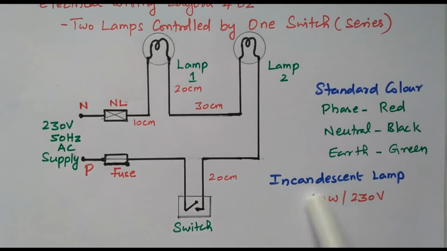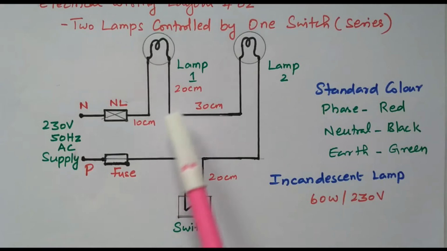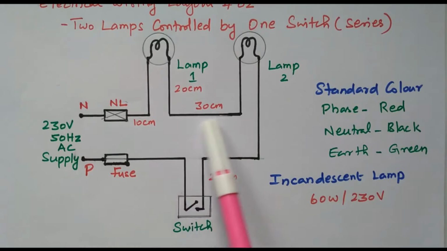Right? So the incandescent lamp we are using is 60 watts 230 volt. So we can decide the other ratings. The fuse rating, the current rating, everything will be decided from the rating of the lamp. So that is important. We decided 60 watts 230 volt. Now we can decide the PVC pipe requirement as well as the wire requirement by seeing the distances. This distance is 10 centimeter here. Here this distance is 20 centimeter. This distance is 30 centimeter. This distance is also 20 centimeter. So by adding all, we can decide how much PVC pipe is required.